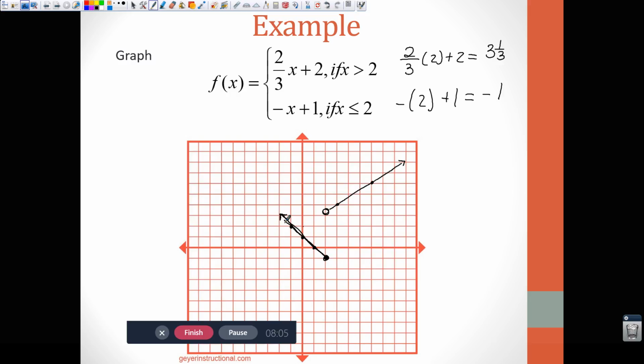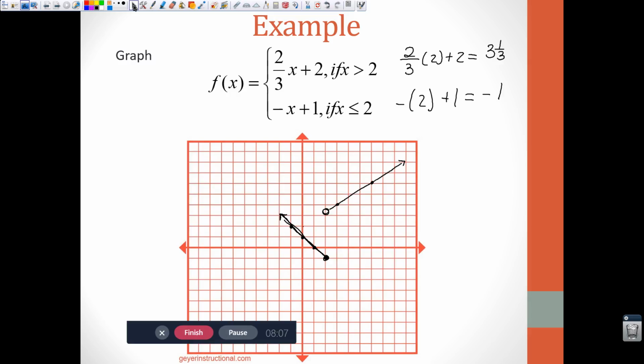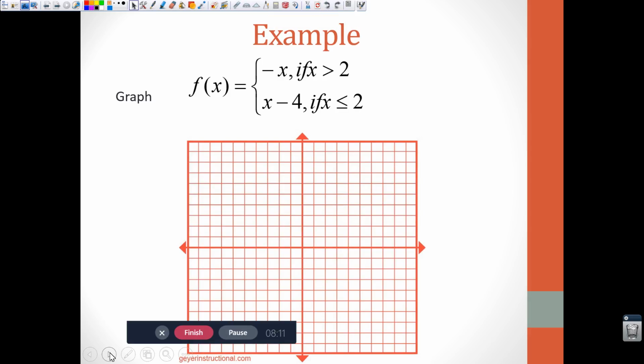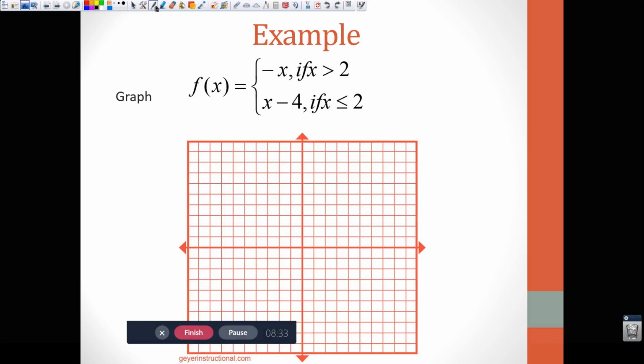Okay, let's try another example. f of x equals x if x is greater than 2, and f of x equals x minus 4 if x is less than or equal to 2. Okay, so the first thing I need to do is substitute in my pivotal points. So I'm going to substitute in 2 into this equation.